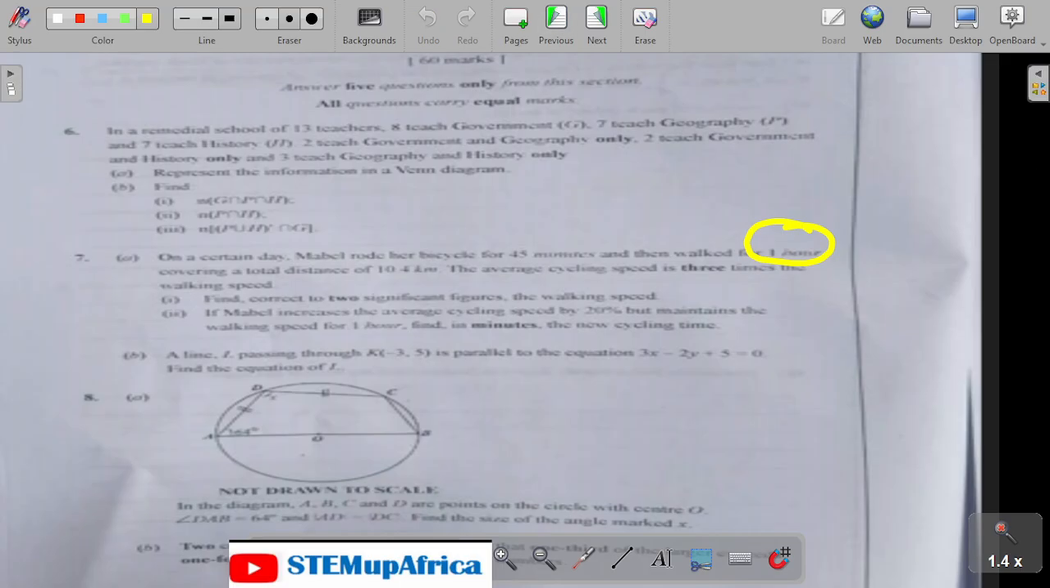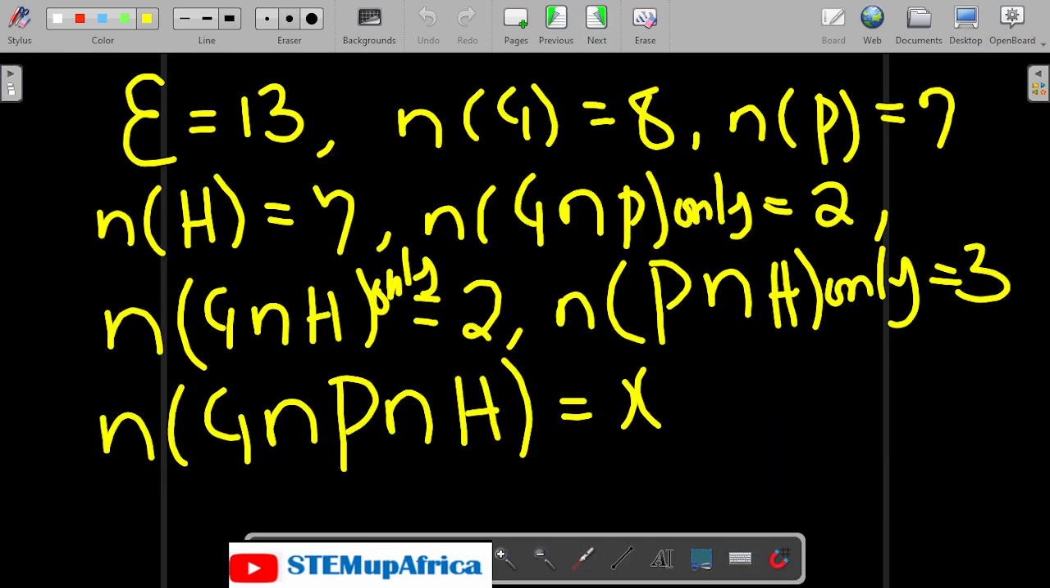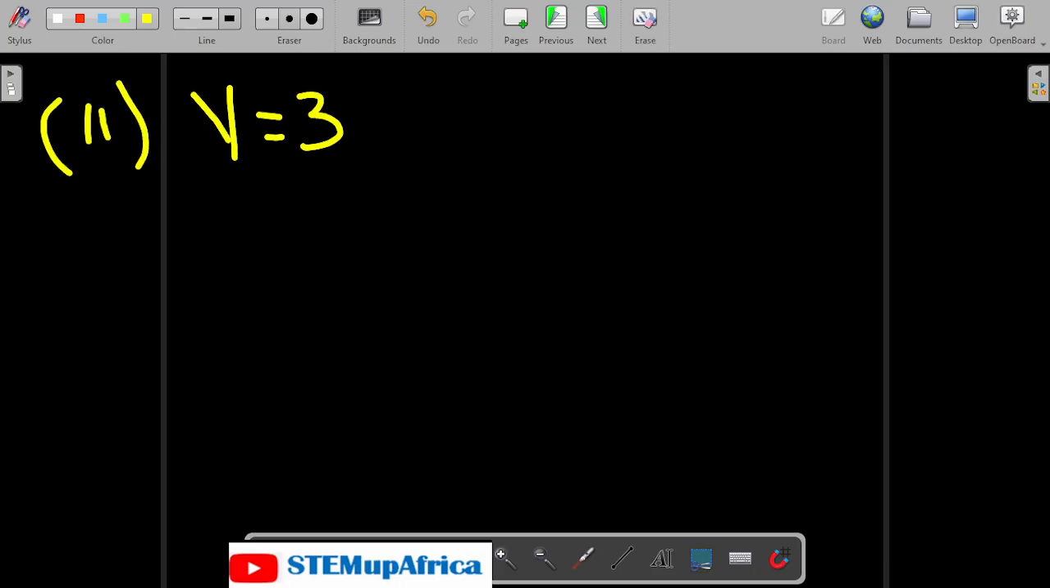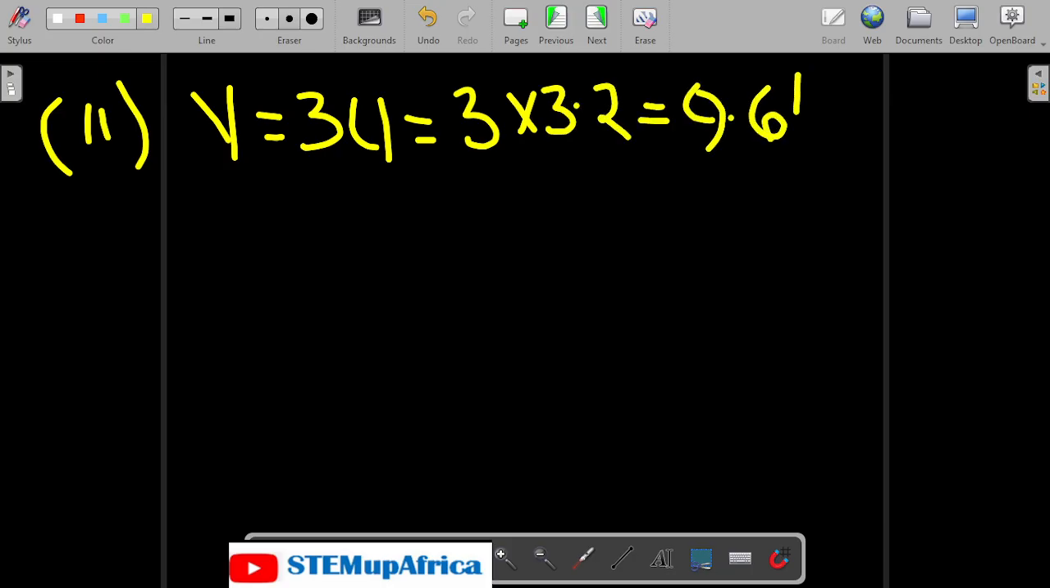Then the next question says, we have got 2. Say if Mabel increases average cycling speed by 20%. So we have not gotten the cycling speed yet. So let's find the cycling speed. Our cycling speed, V, we have got U now. V was 3U, which is simply 3 times 3.2. That will give us 9.6 kilometers per hour as our cycling speed, V.